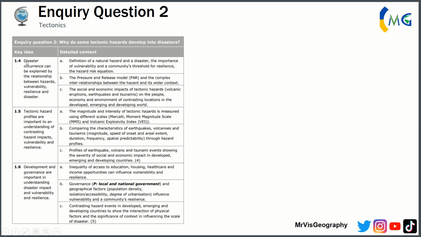Inquiry question 2, we then have a look at disasters. We look at the definition of natural hazard and disaster. We understand the concept of vulnerability and resilience, and we look at the hazard risk equation. We have a look at the pressure and release model.